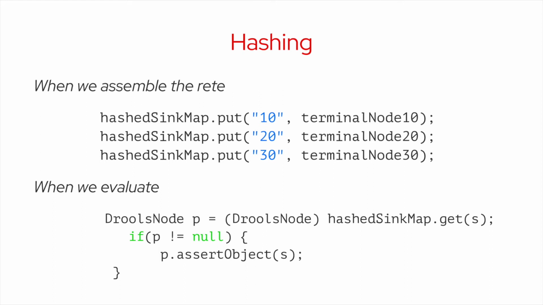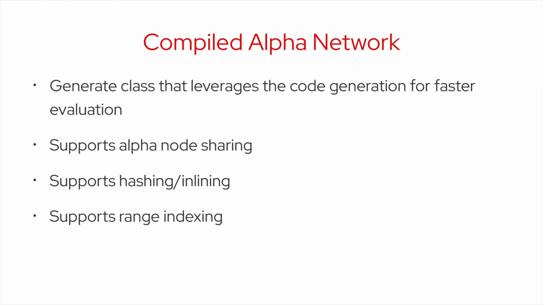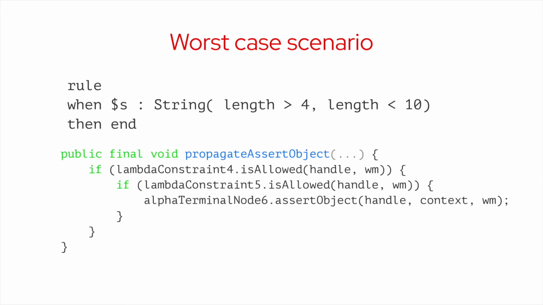The Alpha Network compiler leverages Java code generation to have a faster evaluation of the constraints. It supports most of the optimizations that are usually applied in memory, such as the hashing explained before or the range indexing, creating a snapshot of the code that is heavily optimized. Here's the Java code produced in the worst case scenario.